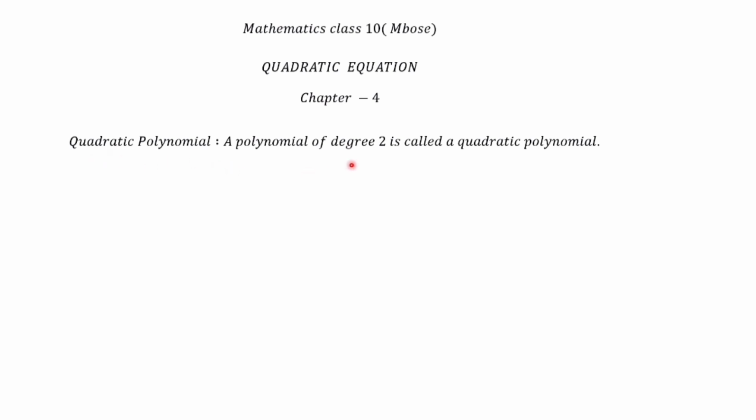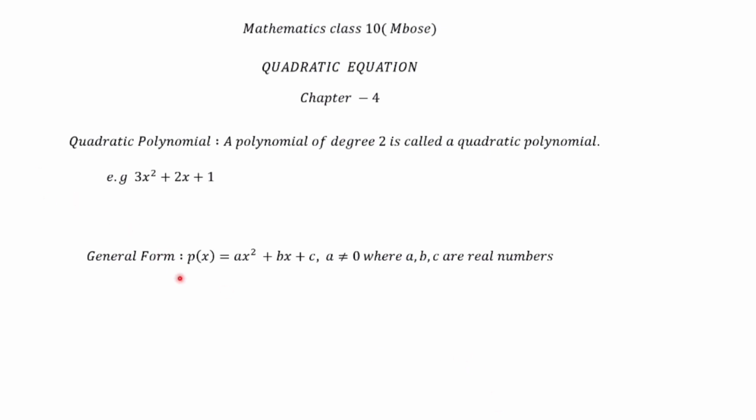A polynomial of degree 2 is called a quadratic polynomial. Example: 3x to the power 2 plus 2x plus 1 is an example of a quadratic polynomial because here the degree is 2.